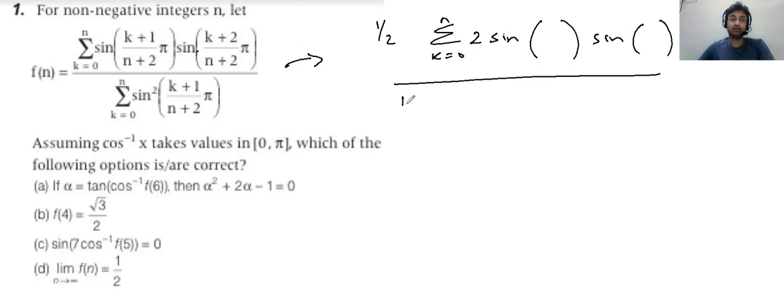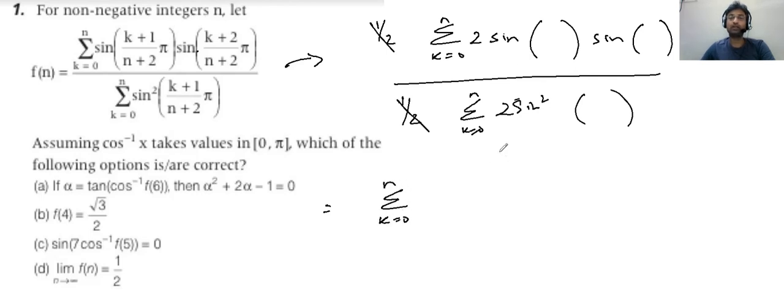Same thing in the denominator as well. I'm going to apply one formula, 2 sine square theta, that is 1 minus cos 2 theta. So it's going to become 2 sine square of the same angle. I'm not going to change the angle. Now, as you can see, I can cancel the 1 by 2 and 1 by 2 over here. Now what do we have over there?